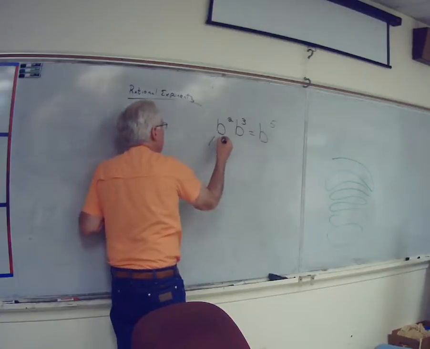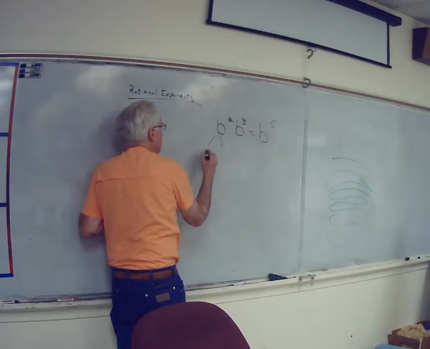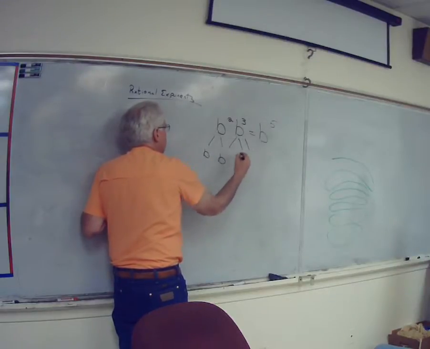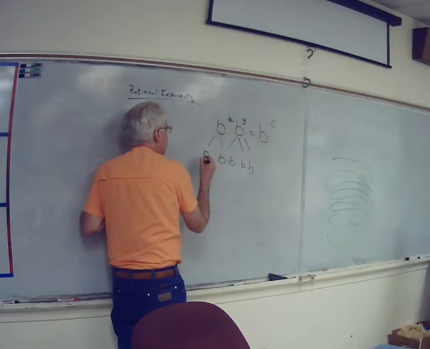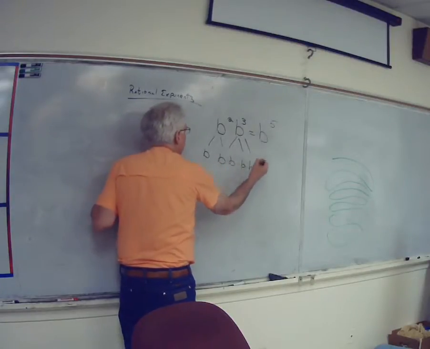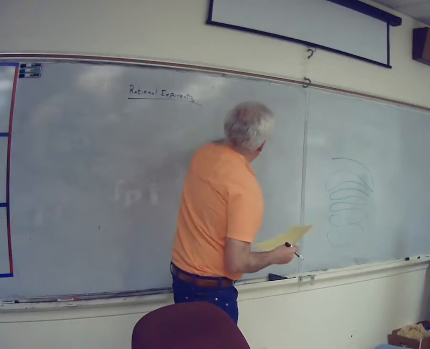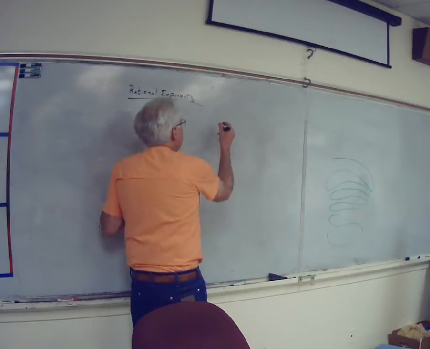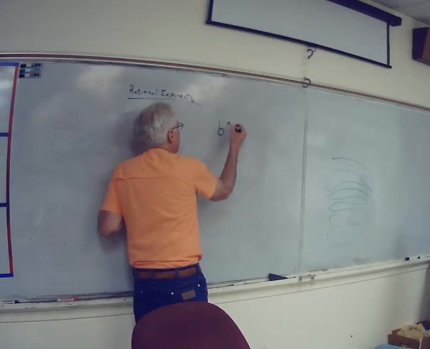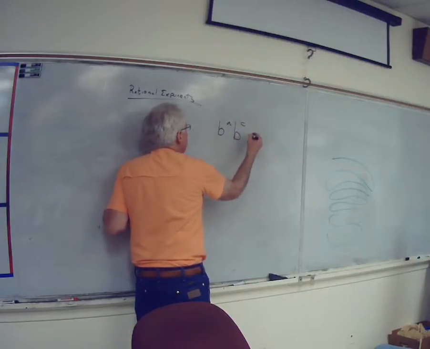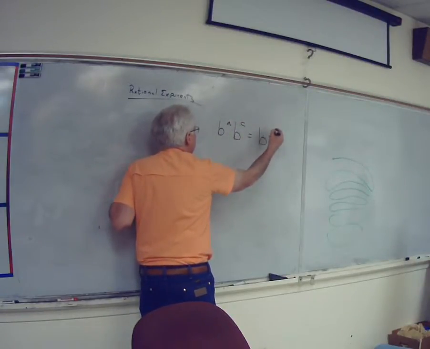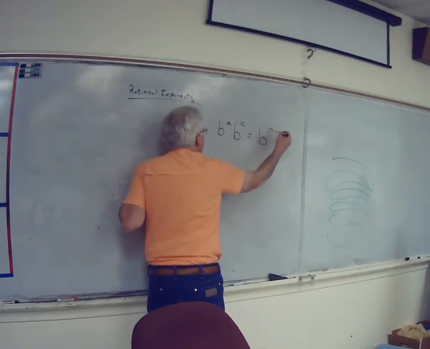And you can see that because b squared is b times b, and b cubed is b times b times b, and then that's b, 1, 2, 3, 4, 5. You see, it makes sense. So that's one thing that you need, and we could sort of say that as b to the a times b to the c is equal to b to the what? A plus c. You know that, right?